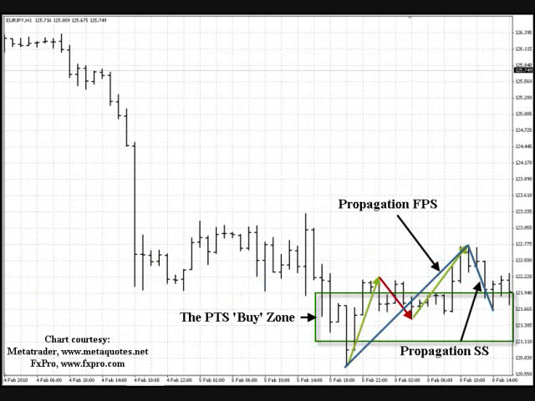Stage 5. Watch for a propagation secondary swing, or SS. This swing should end at approximately the 50% retracement of the propagation FPS. The market is now in the zone, and a propagation trade setup has formed. You are now looking for a propagation SPS to form. That will be our trade. For the basic propagation trade setup, the zone is a propagation secondary swing, which is more than 30% below the high price of the propagation FPS and well above the low price of the propagation FPS.